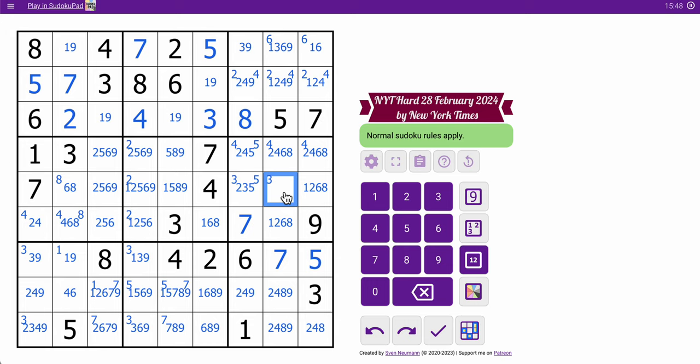Okay, this is the last cell to be filled. It cannot be 4, 5, or 7, or 9. I've got all these 1-9s interacting.